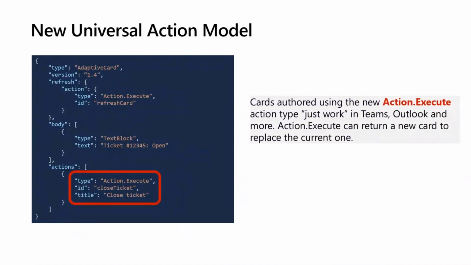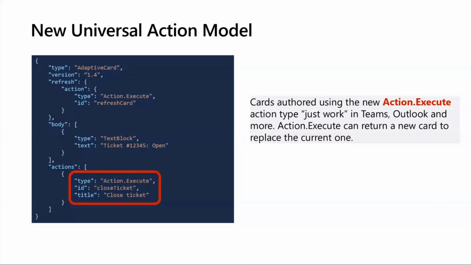In this universal action model, we introduced a new action type called Action.Execute, which would seamlessly work on both Outlook and Teams. So you no longer need to worry about using either Action.Http or Action.Submit. You can simply have Action.Execute in your adaptive card payload, and that payload would just work completely fine on both Teams and Outlook. And wait, there's more to it.